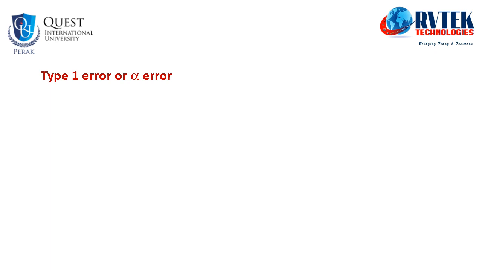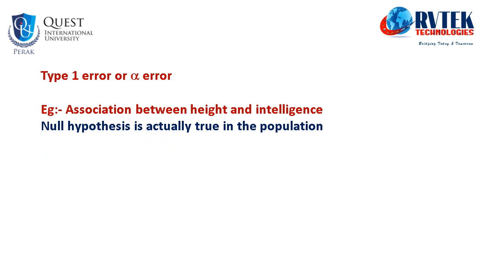Type 1 error or alpha error. I will give an example. From the previous figure, type 1 error means the null hypothesis is actually true and you are rejecting the null hypothesis. I will give an example of a null hypothesis that is actually true.